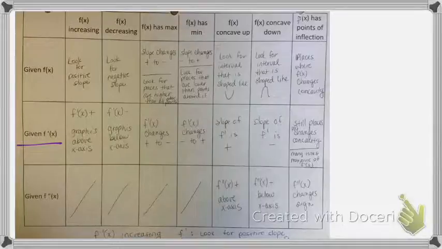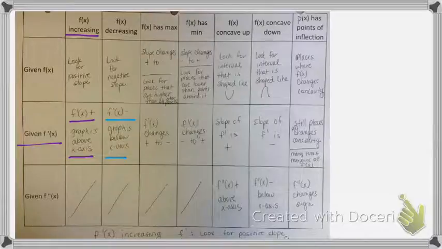Now if you're looking at f prime of x, and if the question is asking me where is f of x increasing, because you're looking at f prime of x, you're not looking at the slope anymore of the graph. You're still looking at where f prime is positive, but positive means that the graph you're looking at is above the x-axis. And where that graph is above the x-axis is where f of x is increasing. And so when you see the word positive, you're thinking about above and below the x-axis. If it says decreasing, f prime's negative, the graph is below the x-axis.